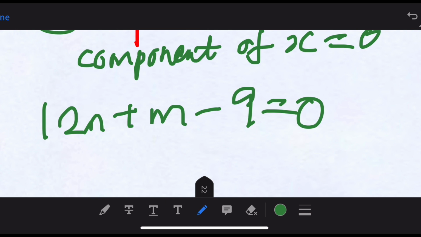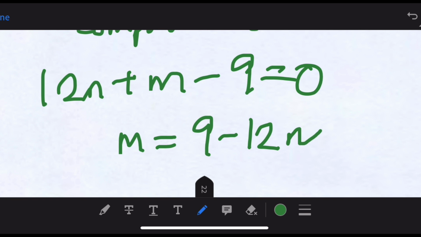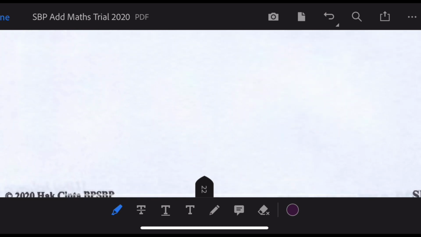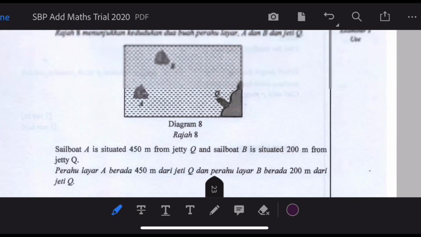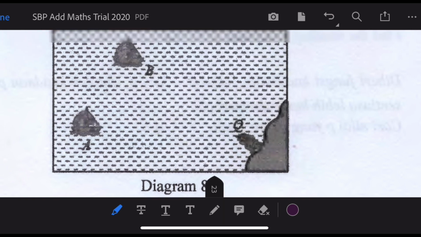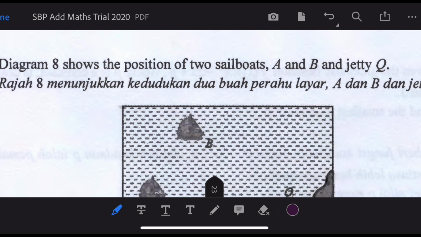So the answer must follow the instruction. If they want m in terms of n, you have to shift the 9 and it becomes positive, and the positive 12n becomes negative. So this is how you solve the parallel vector. It can be parallel to y-axis or parallel to x-axis. So that's how you do it. For this question, I think there is some mistake for part B, but part A is quite okay.